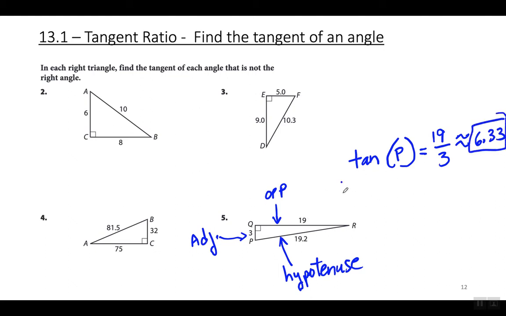Now if I get the tangent of angle R, the opposite and the adjacent switch. This becomes the adjacent and this becomes the opposite.